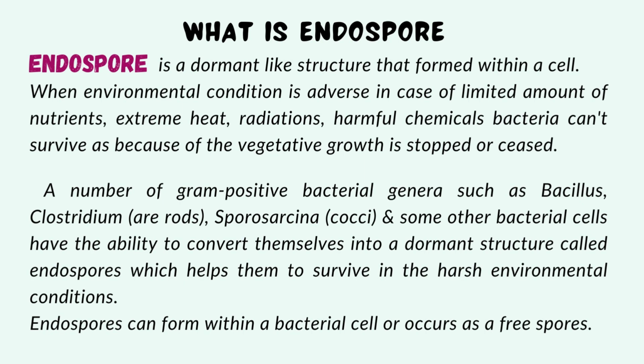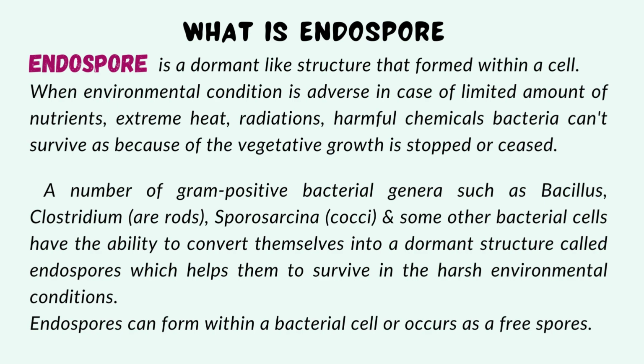An endospore is a dormant-like structure that forms within a cell. When environmental conditions are adverse, in case of a limited amount of nutrients, extreme heat, radiation, or harmful chemicals, bacteria can't survive because vegetative growth is stopped or ceased. A number of gram-positive bacterial genera such as Bacillus, Clostridium, Sporosarcina and some others have the ability to convert themselves into a dormant-like structure called an endospore, which helps them to survive in harsh environmental conditions.